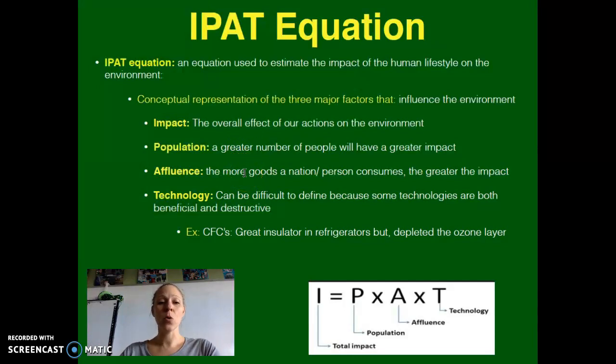Affluence is the more goods a nation consumes, the greater the impact. And so technology can be difficult to assess because some technologies are both beneficial and destructive. So if we think about CFCs, they were very beneficial. They were a great insulator for refrigerators. They made refrigerators use less energy to keep our food cool. However, they depleted the ozone layer. So it is difficult to identify technologies as beneficial or detrimental.